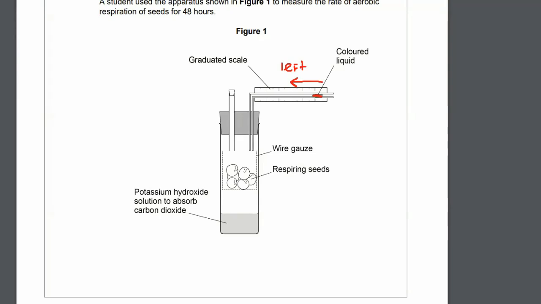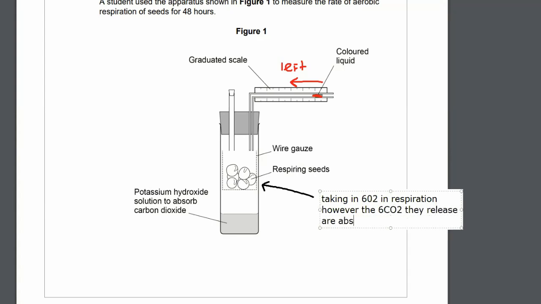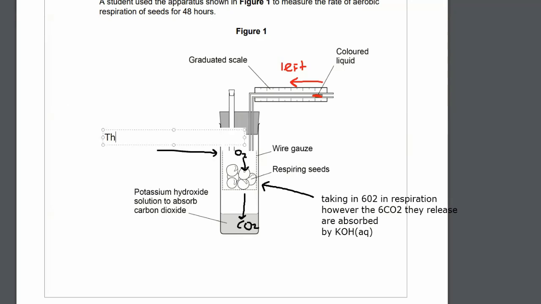What we have to look at here is we've got some respiring seeds. So what are they doing when they respire? Well, they're taking in oxygen gas from the air within the tube. If we wanted to be fancy, we could say they absorb 6 molecules of oxygen for every 6 molecules of carbon dioxide they release. So there wouldn't really be any change in the pressure in that tube if the carbon dioxide was swapped with the oxygen. However, the carbon dioxide is being absorbed by the potassium hydroxide.